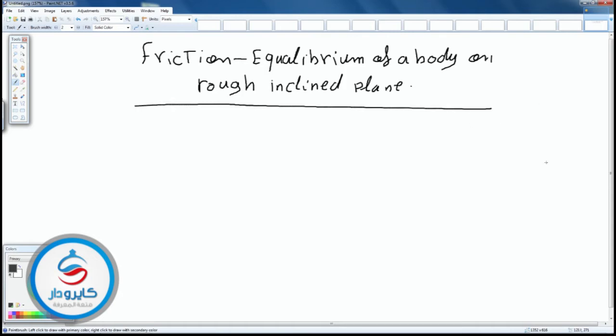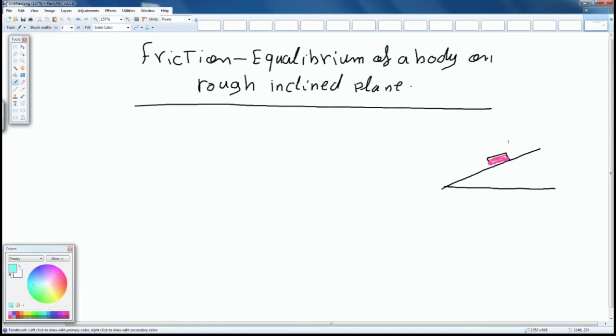طبعا احنا عارفين if we have a body like that, this is the body and rests on an inclined plane, we have some kind of forces acting on it. If a body is put on a rough inclined plane and it's about to begin motion down the plane under the effect of its weight only.